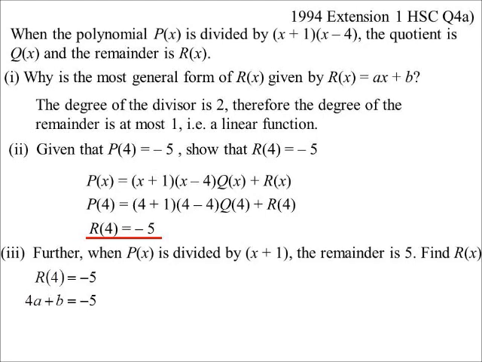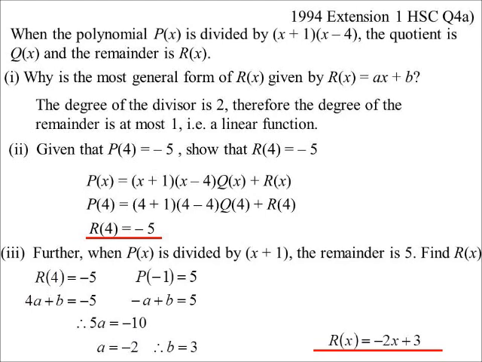The other bit of information they've given me is that when we divide by x + 1, the remainder is 5. So P(-1) must be 5. Sub that in, I get -a + b = 5. Simultaneous equations. Solve that, we get a is -2, which tells me b is 3, so therefore my remainder is -2x + 3, because we said it was going to be ax + b.